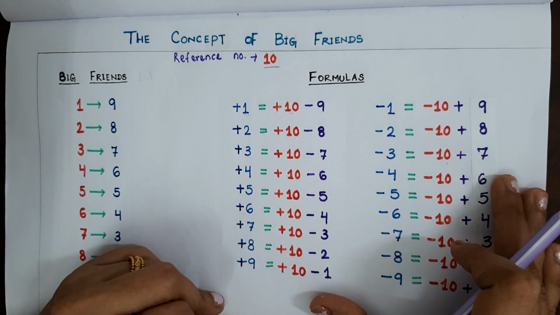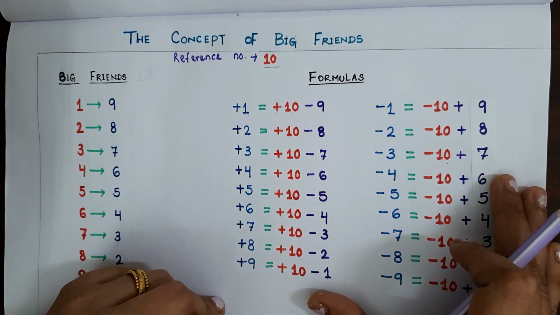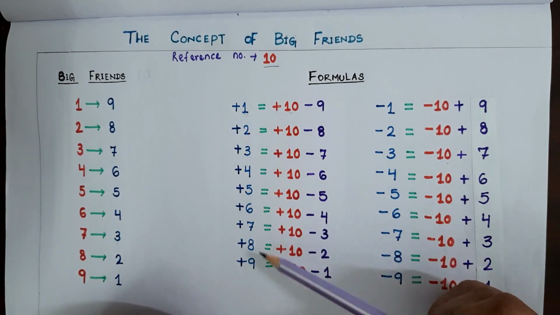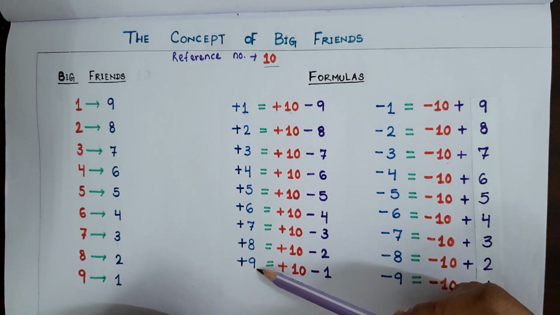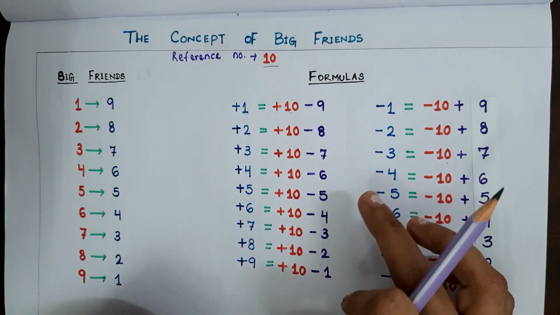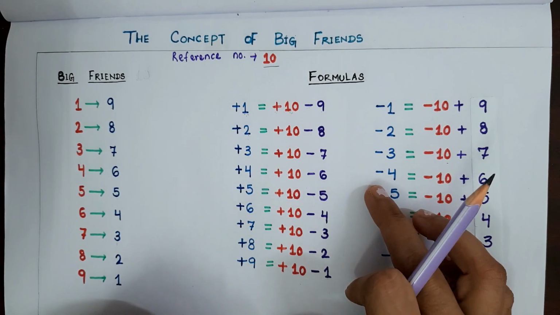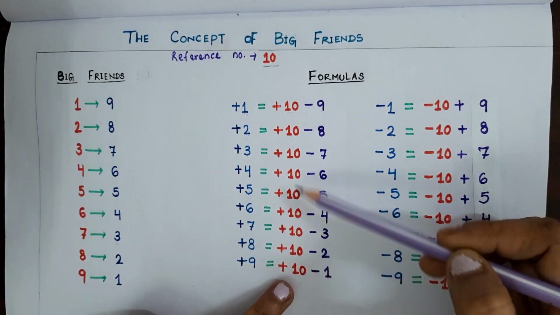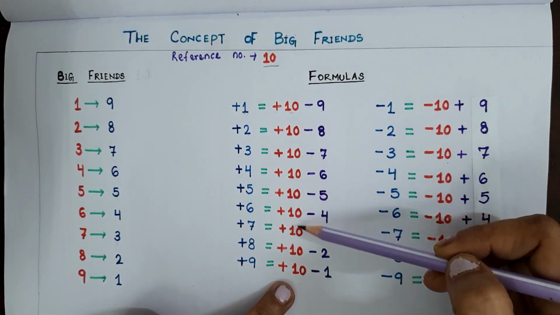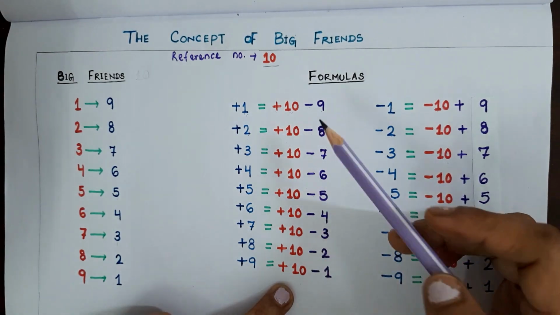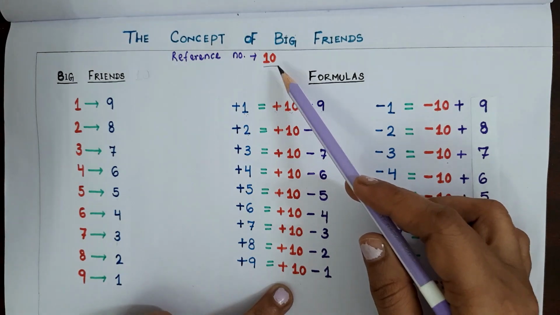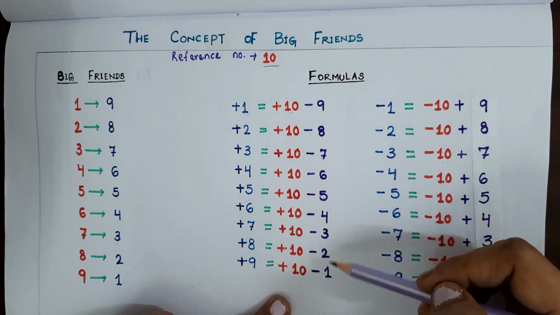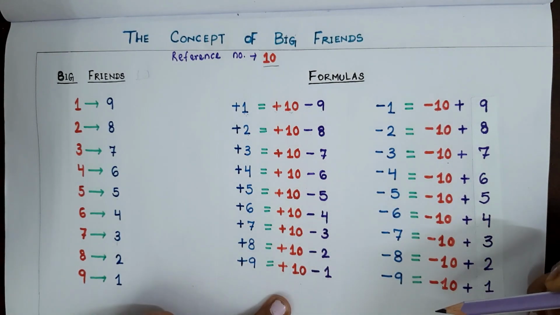What are big friends? Big friends are the numbers which add up to a total of 10. Big friends are used with the numbers from 1 to 9. Big friends are required in those numbers where direct addition and subtraction is not possible in one shot. Okay. We use 10 in each and every formula. So we have to use 10 as the reference number or the base number in the big friend formulas. So now let's learn how the addition and subtraction formulas are designed.